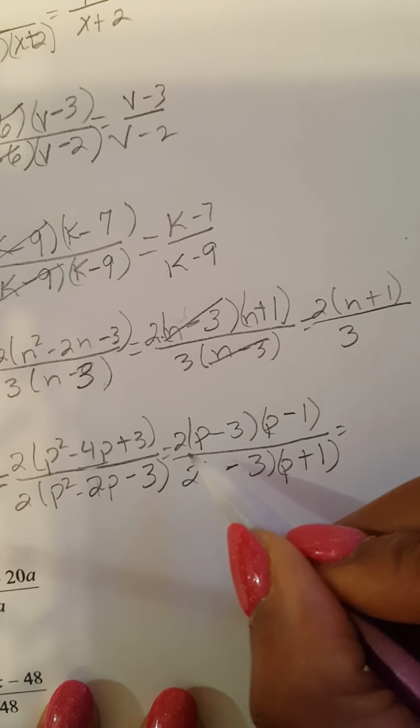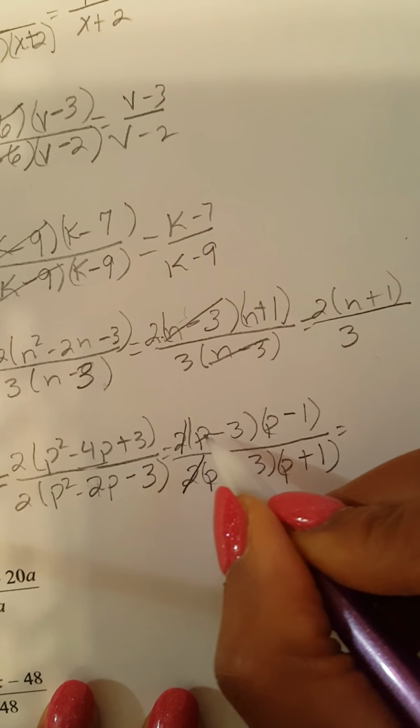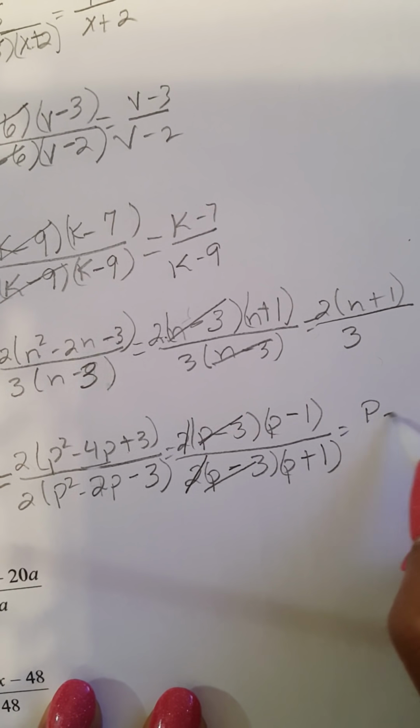And then cancel where we can. The 2's, we can cancel the 2's and the p minus 3's. And we're left with p minus 1 over p plus 1.